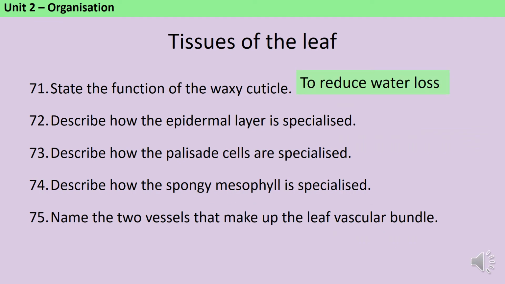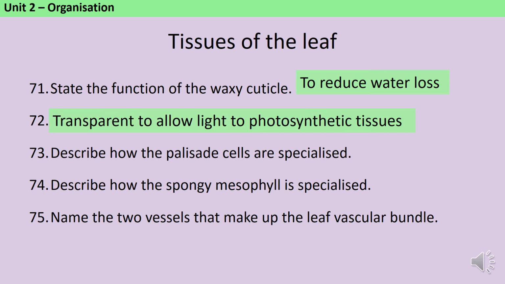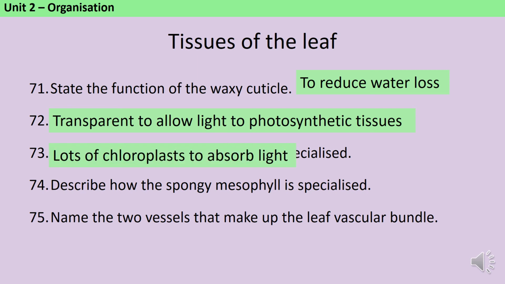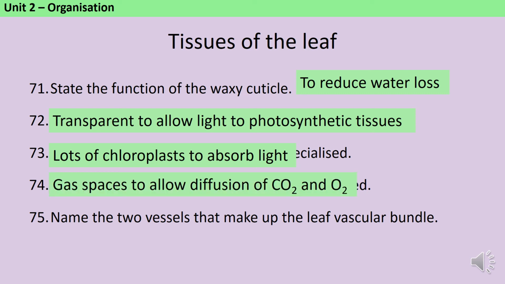The epidermal layer is basically transparent. It contains very few subcellular structures, and that allows the maximum amount of light to get through to the palisade mesophyll, which is where most photosynthesis is going to happen. Those palisade cells are packed full of chloroplasts in order to absorb the light. The spongy mesophyll has all of those gas spaces to allow carbon dioxide and oxygen to diffuse through the leaf.